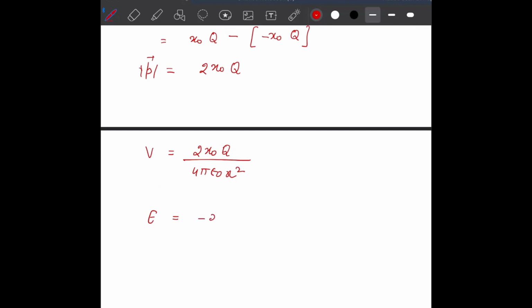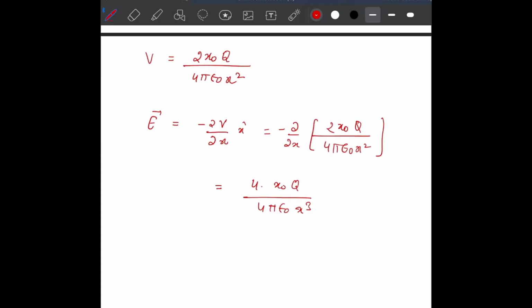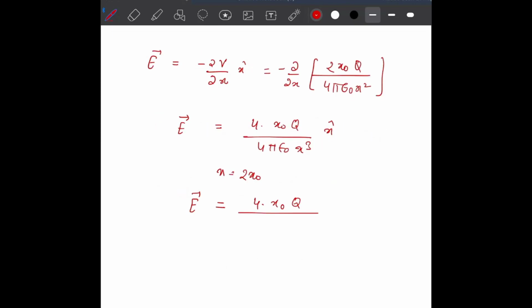Since the electric field is given by the negative gradient of V, del V by del x, obviously it is going to be in the x direction. So we get del by del x of 2 x naught Q over 4 pi epsilon naught x square, and this equals 4 x naught Q over 4 pi epsilon naught x cube. And we have to find the electric field in the x cap direction at x equals 2 x naught. So the electric field is given by 4 x naught Q over 4 pi epsilon naught (2 x naught) cube.